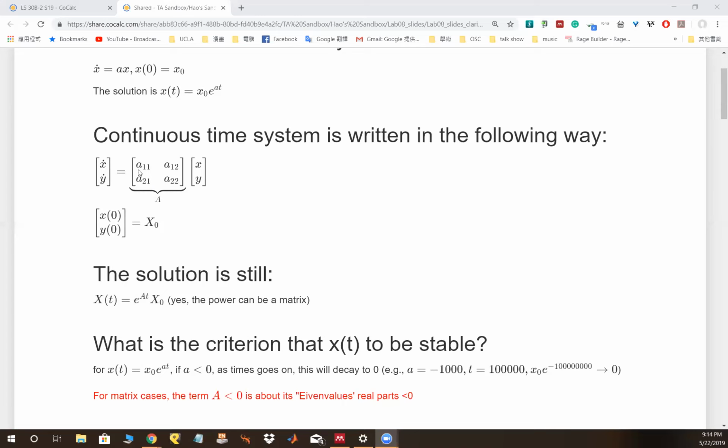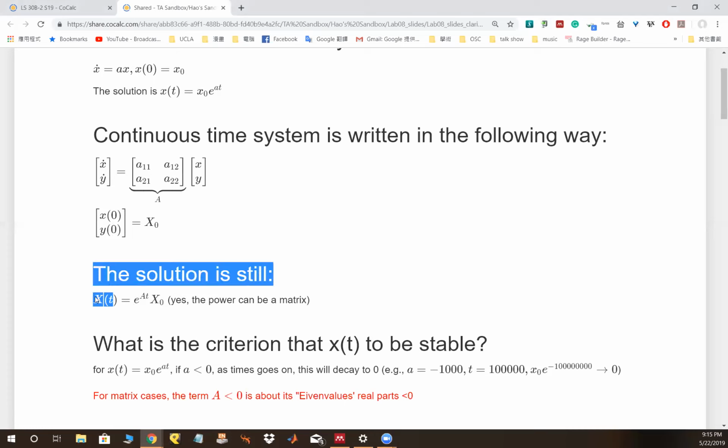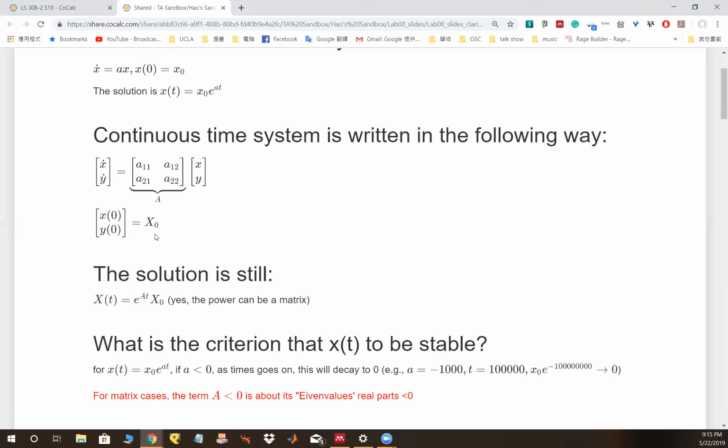Inside that matrix, all the terms will just be functions of t. A matrix function multiplied by a vector becomes a vector, which is actually what we are looking for, the X of t. The capital X of t is a vector, consisting of x of t and y of t. So that's the answer we're looking for. But this is not the main point for today.